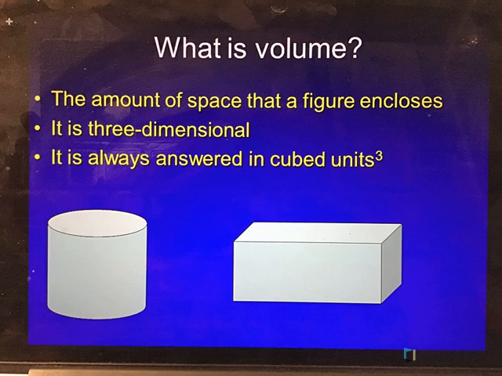So it's the amount of space that a figure encloses, meaning if you have a box, how much stuff can you fit inside that box? If you have a water bottle, how much water or liquid can you fill in that bottle? Sometimes when you move, you'll have moving vans, and they will give you the size and volume of how much stuff you can fit in that van. Because if you have a really big house, you need a really big truck to fit everything in it. If you have a smaller house or an apartment, you don't need as big of a van to move everything in. So volume is how much stuff you can fit inside of something.